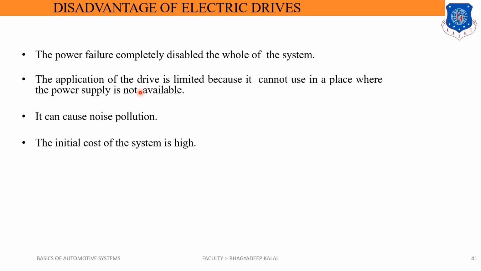So what are the disadvantages or limitations of the electric drive? A power failure completely disables the whole system. The application of the drive is limited because it cannot be used in places where power supply is not available. We can use it in city areas, not in rural areas, because power supply is not available. It can cause noise pollution. The initial cost of the system is very high. The charging problem is the main one in electric vehicles.